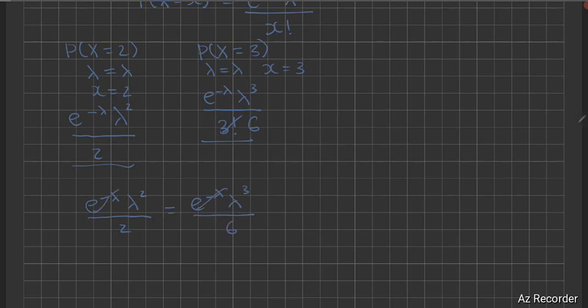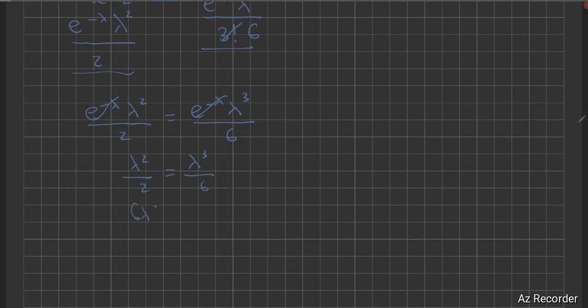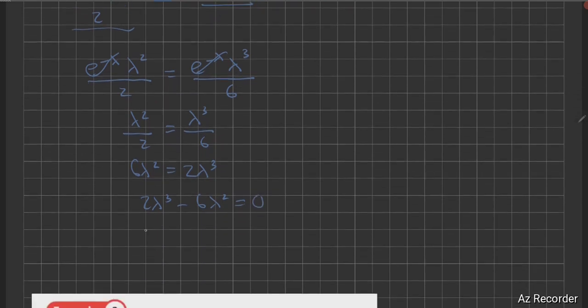These cancel, and so we've got lambda squared over 2 is equal to lambda cubed over 6. If we multiply this out, we get 6 lambda squared is equal to 2 lambda cubed. So 2 lambda cubed minus 6 lambda squared is equal to 0. If we take out a factor of 2 lambda squared, we get lambda minus 3 equals 0. Therefore, lambda is equal to 3.